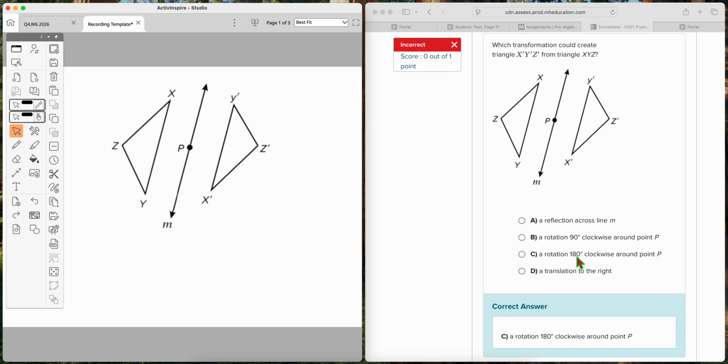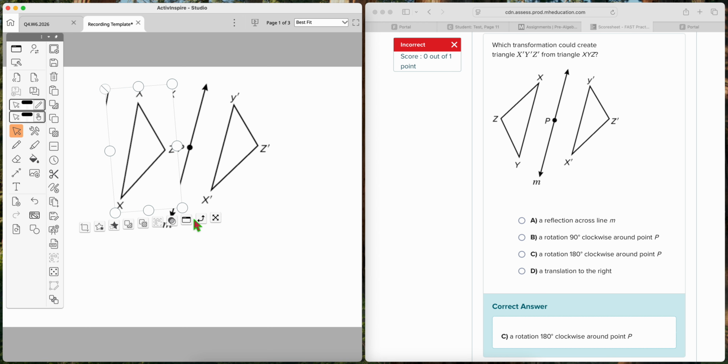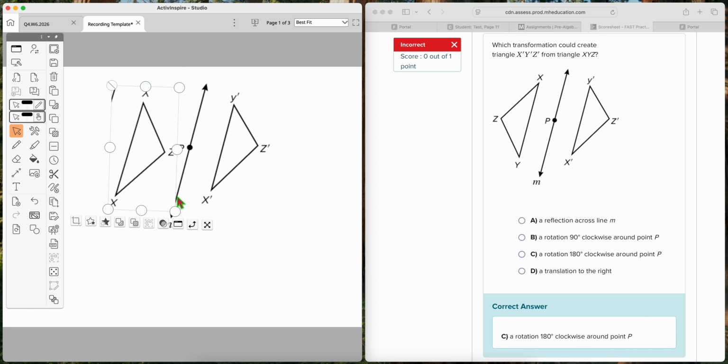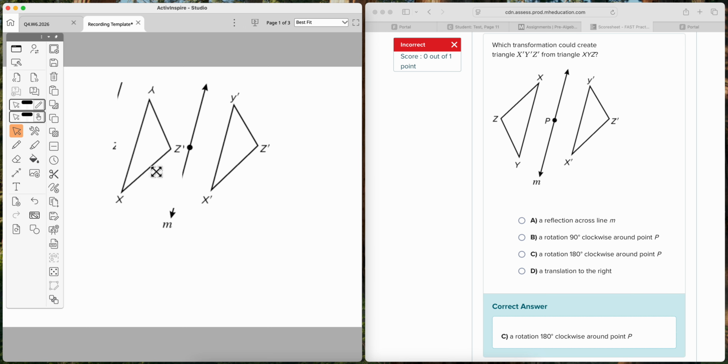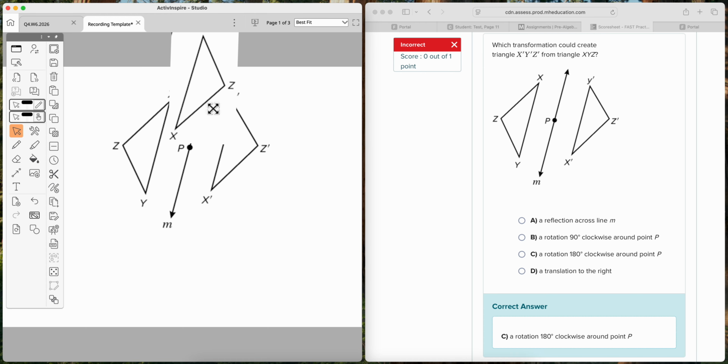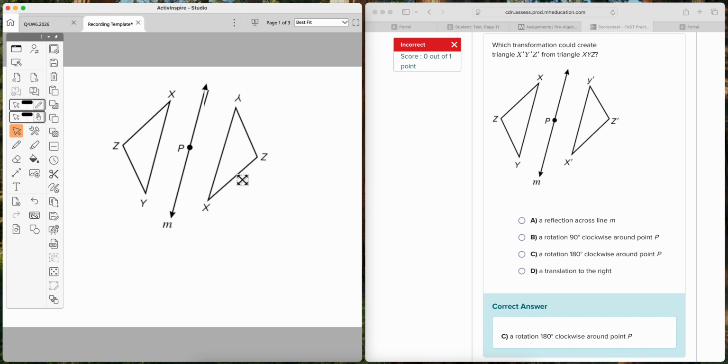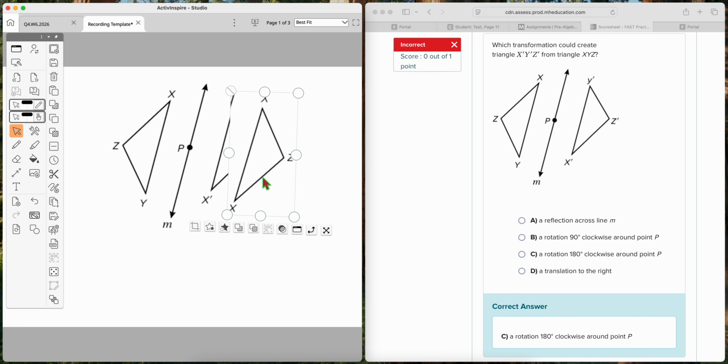Rotation 180 degrees clockwise around point P. Now we could be talking, so 180 is two turns. 1, 2. Trying to make it straight up and down, that's not good. And then reflecting that, oh, so that was a rotation, so it was up here 90, here 180. That is what we're looking at, because now Y is where Y should be, X where X should be, and Z is still kind of in the same place. So the answer is C.